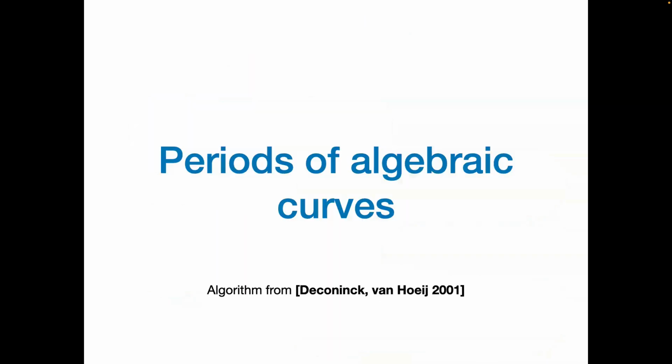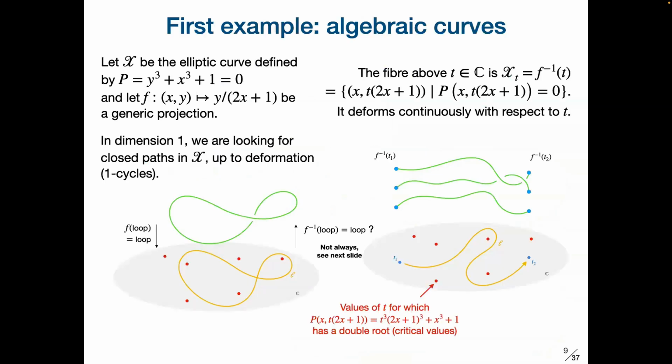Okay, so as promised, I will go now over the case of curves, which once again is not my work, but this algorithm from this paper of De Koninck and Van Hoeij. And let's focus on one concrete example, again, the Fermat elliptic curve here in the affine plane. So this defines an elliptic curve.